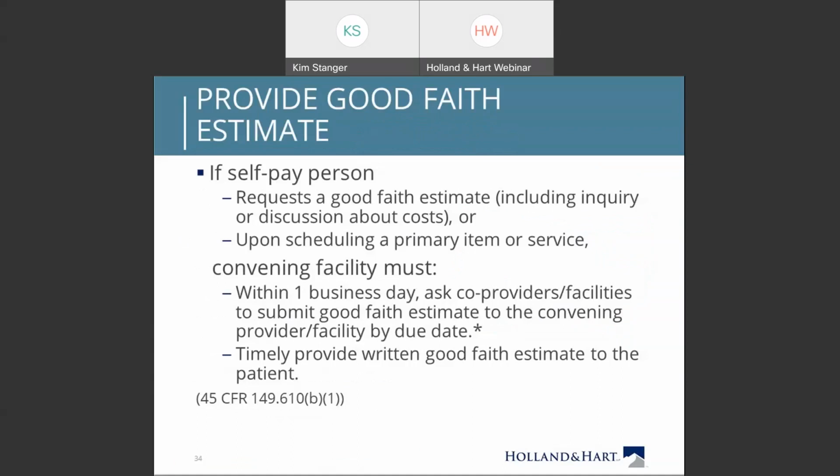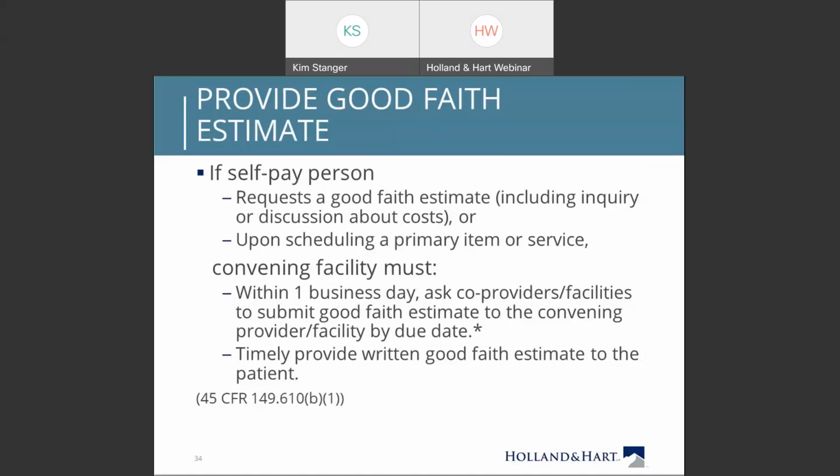So you have to provide that if the patient requests a good faith estimate, and the regulations specifically define that if there's any kind of questions or discussion about the costs, that's deemed to be a request for a good faith estimate. So if you're going to talk to the patient about the cost of the care, then you've got to go ahead and provide them with a copy of the good faith estimate. Or when you schedule the primary item or service, you've got to provide them with a copy of that good faith estimate.